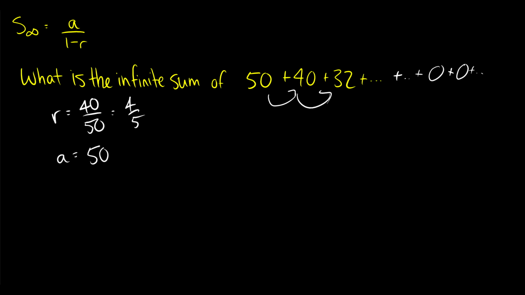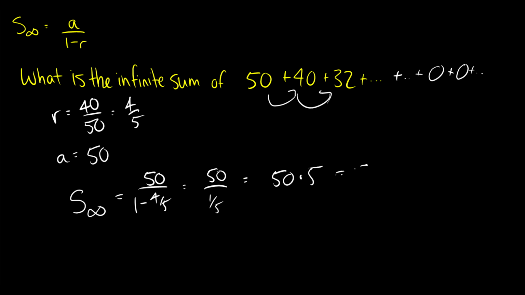So if we plug this into our formula here, our infinite sum is going to be 50 over 1 minus 4/5, which is the same thing as 50 over 1/5. And this is the same thing as saying 50 times 5, which is just 250. So the answer, the sum of this whole series that goes on forever and ever and never terminates, is 250.